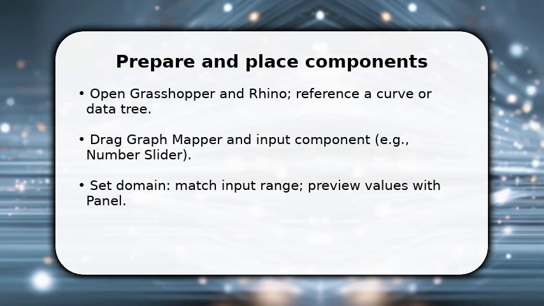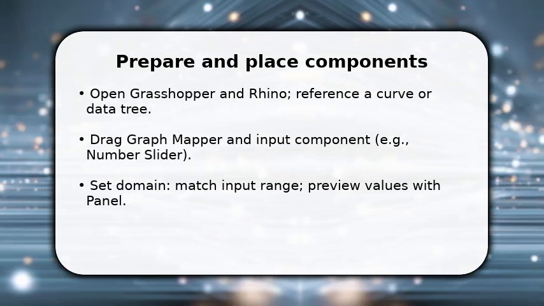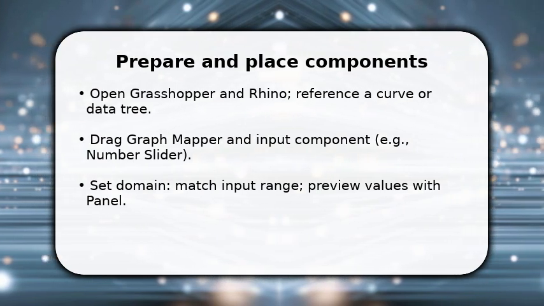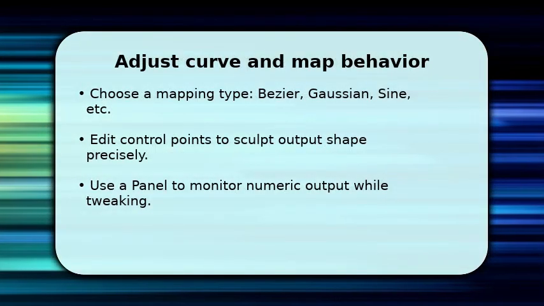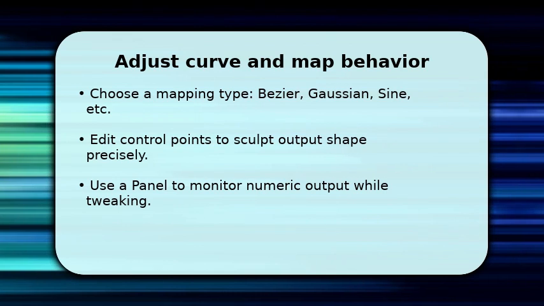Now manipulate the mapper curve to define how inputs transform into outputs. Select the profile type that fits your intent, then drag control points to create peaks, plateaus, or smooth transitions. You do this because the curve directly encodes the remapping function. Subtle edits change distribution dramatically.